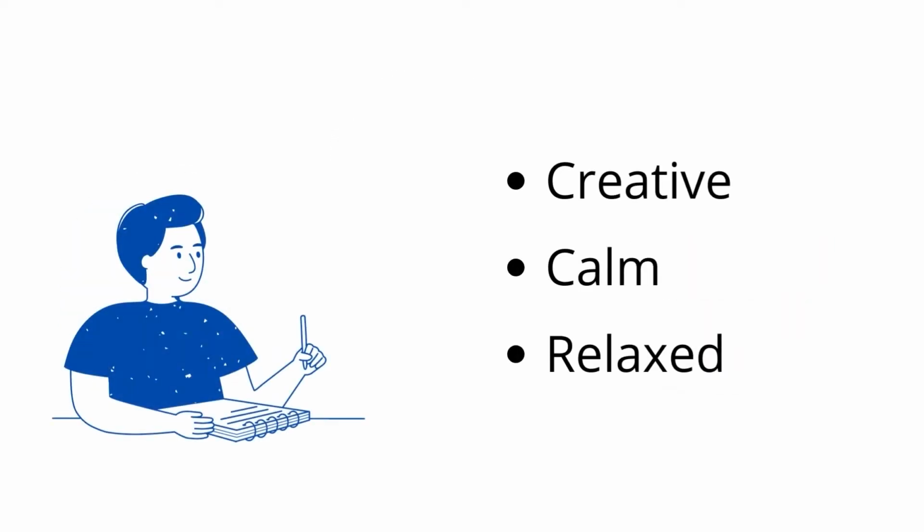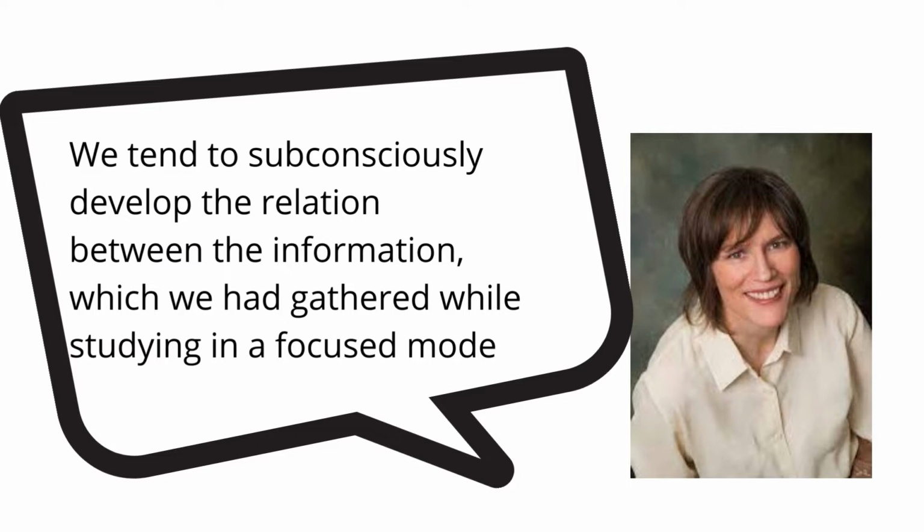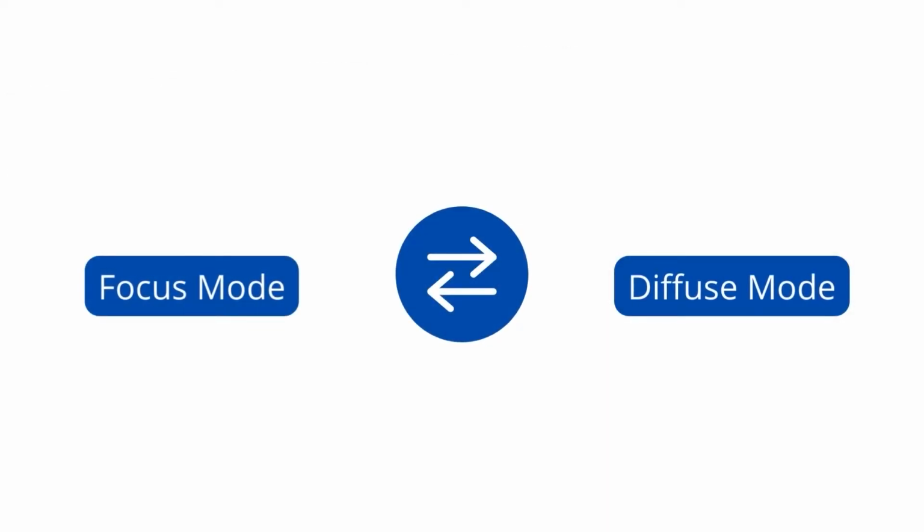Because in this state, we become more creative, calm, and relaxed, and this should help us to develop a new approach to solve that problem. How? Because in this state, according to Barbara Oakley, we tend to subconsciously develop the relation between the information which we had gathered while studying in a focus mode. Once our diffuse mode has finished processing it, it's time to switch back to focus mode. So at the end, again we could refocus on the problem sooner after a sudden transition to diffuse mode.